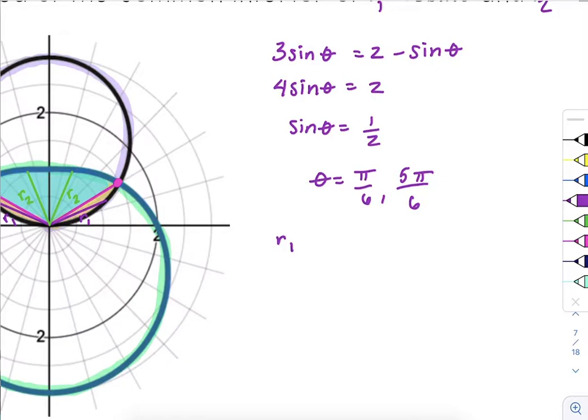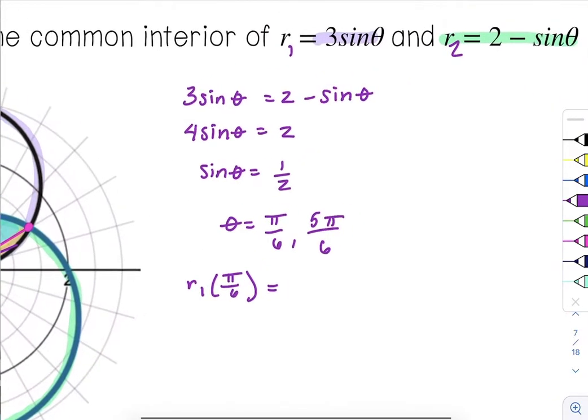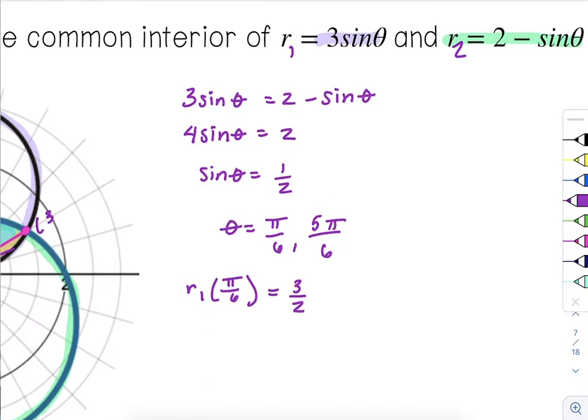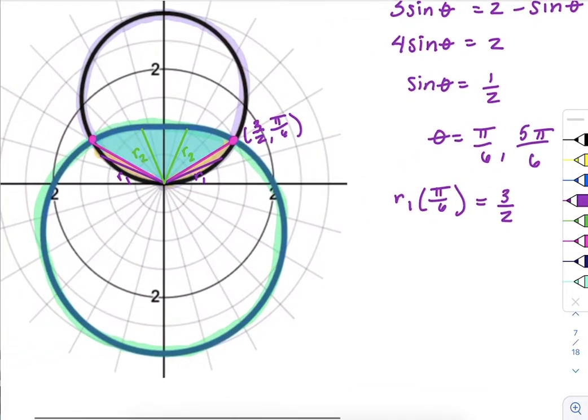So if I do r1 of pi over 6, just to make sure, that's going to be 3 times sine of pi over 6. That's 3 times 1/2. That's 3/2, I should say 1.5. So this is 3/2 comma pi over 6. And then it'll be the same thing over here for 5 pi over 6.